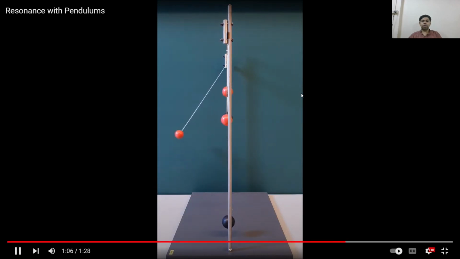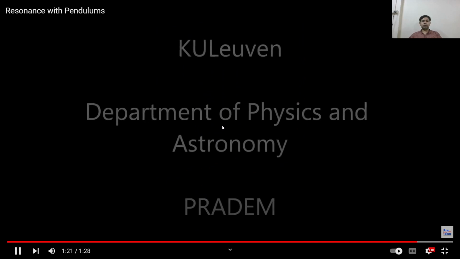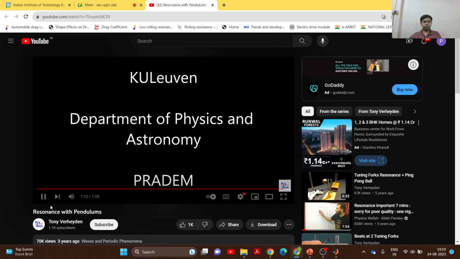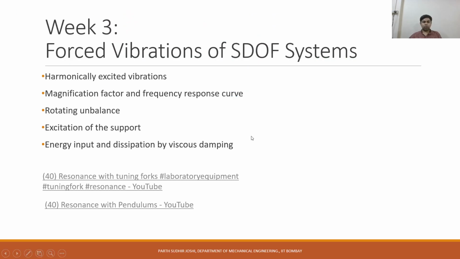Now, even in this example, we can see that even though the pendulum was given a significant amplitude of excitation, the other pendulums do not oscillate much. That is because their natural frequency is significantly different from that of the other pendulums. So these were some examples of forced vibration and resonance. So we see many such practical examples of resonance being used.